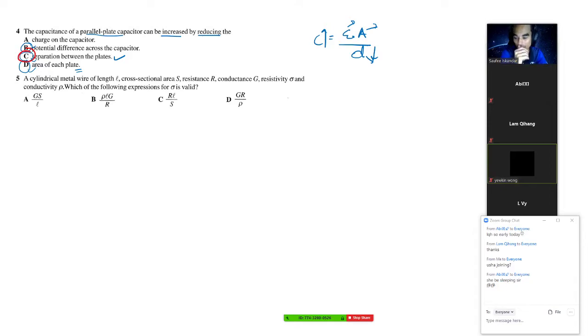Okay, a cylindrical metal wire of length L, cross-section S, resistance R, conductance G, resistivity sigma, and conductivity rho. Which of the following expressions for sigma is valid? Okay, this is a lot of work to do. First of all, conductivity. No, resistivity.